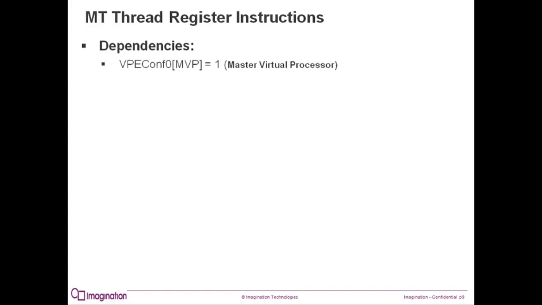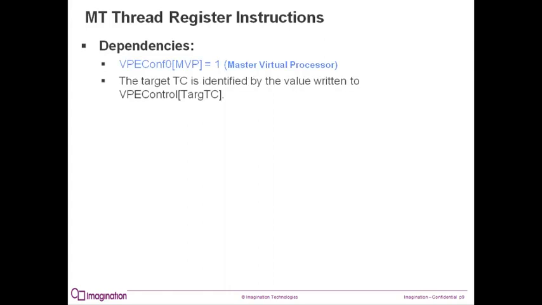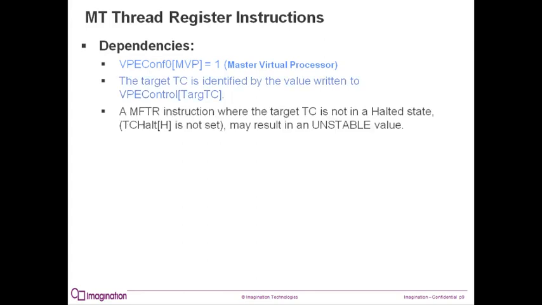The VPE that the issuing thread belongs to must be the master virtual processor. This is done by writing a 1 to the MVP field of the VPE conf0 CP0 register. The target TC is identified by the value in the target TC field of the VPE control register. The target TC should be in a halted state, or otherwise unstable values might be written.